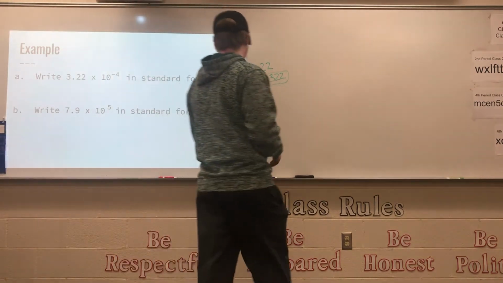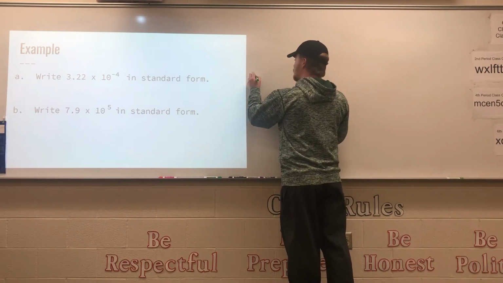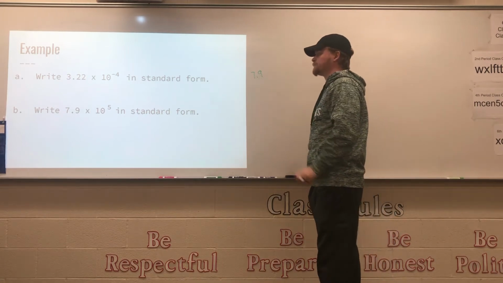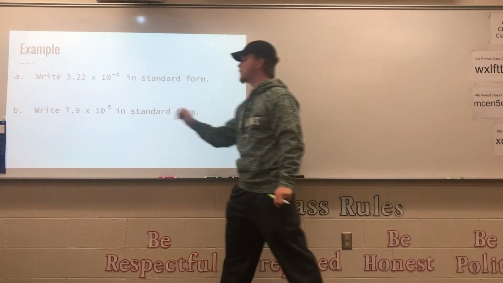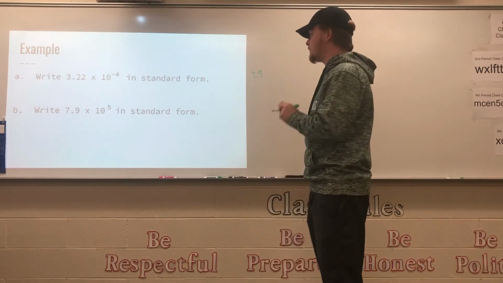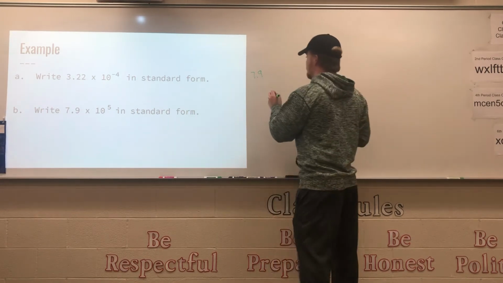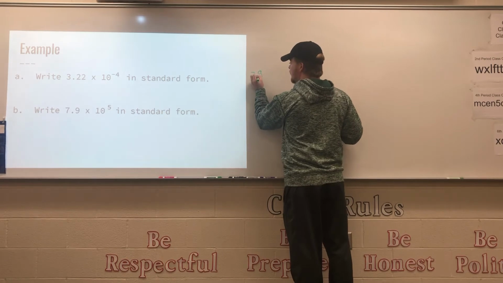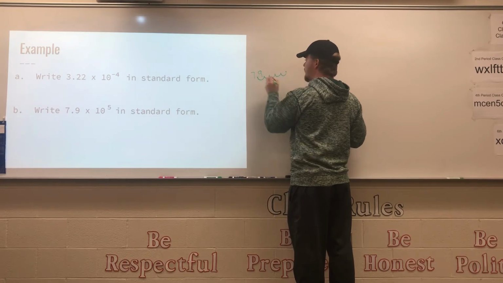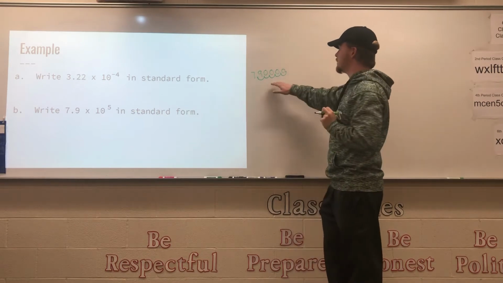Okay, so next one, we have 7.9. That's my factor, that's what I start with. 7.9 times 10 to the fifth in standard form. Again, we look at our exponent, and it is positive. If you have a positive exponent, you move your decimal point that many spaces to the right. So positive right, negative left. I'm going to take the decimal point in 7.9 and go 1, 2, 3, 4, 5. Now my decimal's all the way over there. So here, I fill in my zeros.